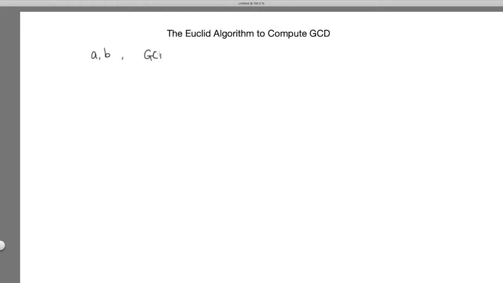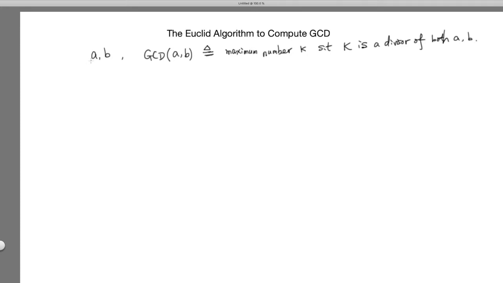then the GCD, the greatest common divisor of A and B, is defined as the maximum number, or the largest number, k, such that k is a divisor of both A and B. So basically it means that k divides A, k divides B, and we want to find the largest number k, and that number is defined as the greatest common divisor of A and B.